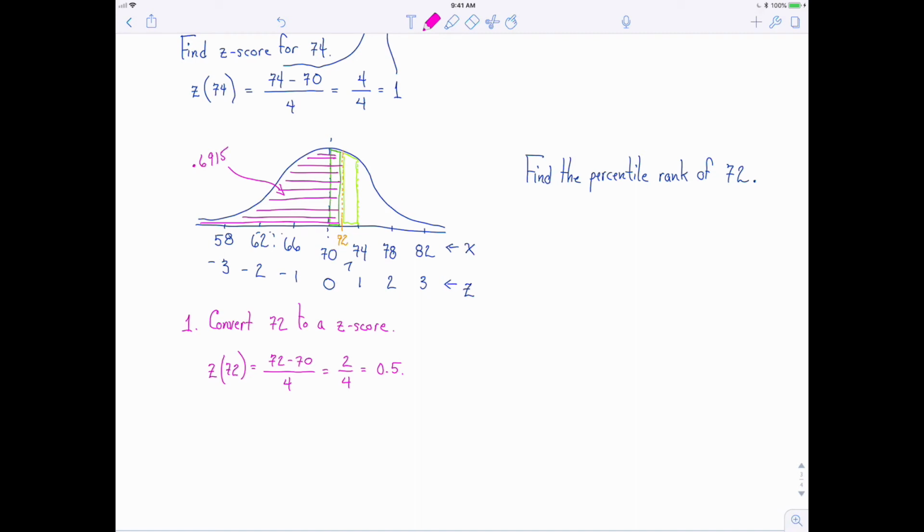0.6915. So what we say is the percentage of data, so we use an X, the percentage of data less than 72 is equal to 0.6915, or you could say 69.15% of the data. So a score of 72 is in the 69.15 percentile.